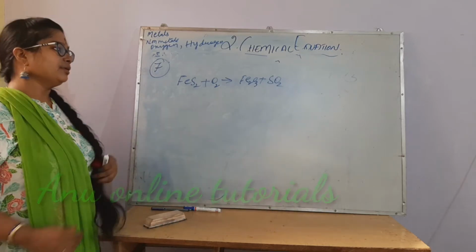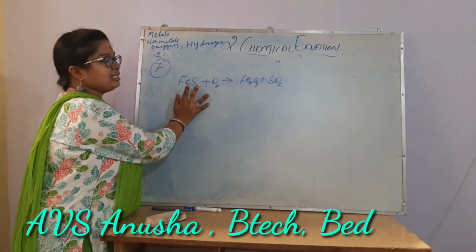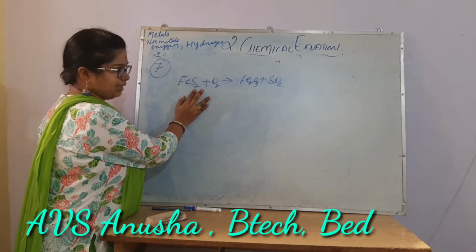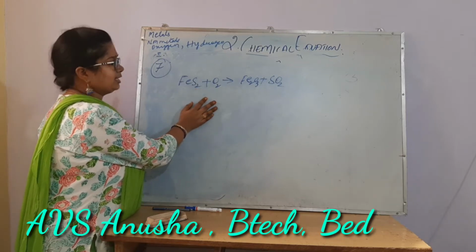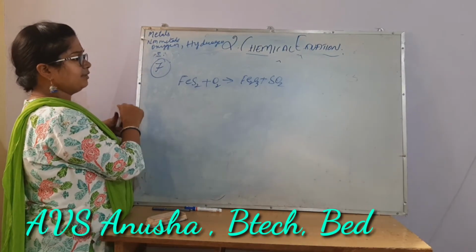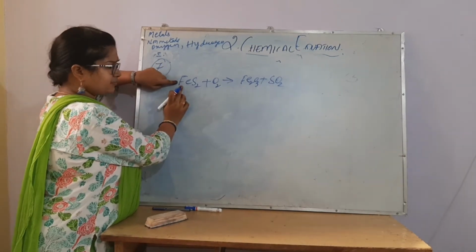This is our 7th example. In this, metals are there. Yes, Fe is nothing but iron. Metals are there. Non-metal, yes, S is there. Oxygen is there. Hydrogen, not there. Don't leave it. First, check with metals.